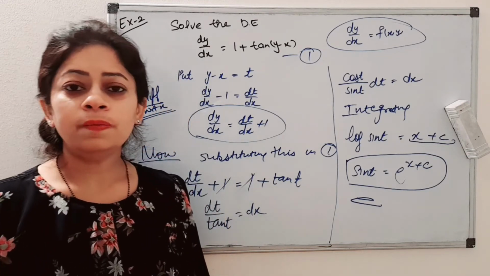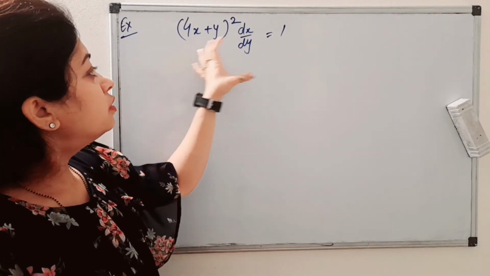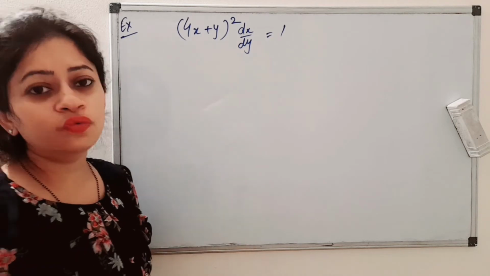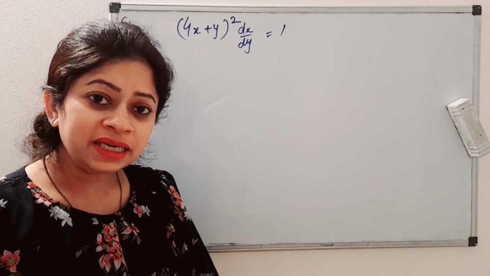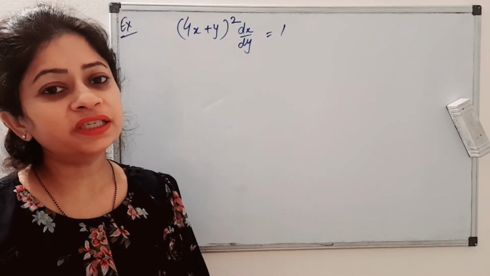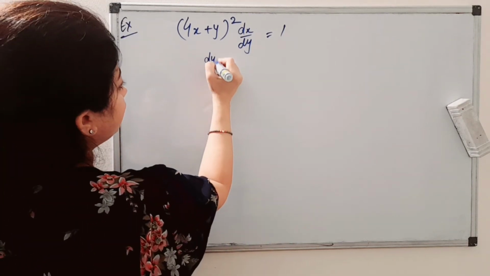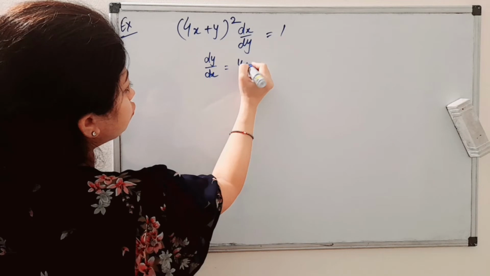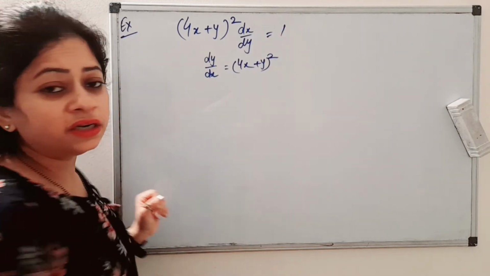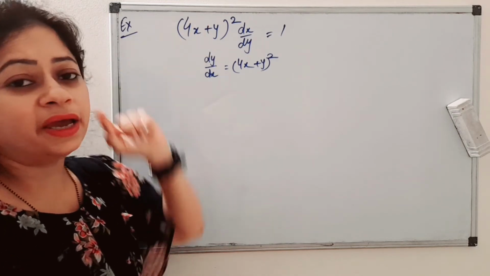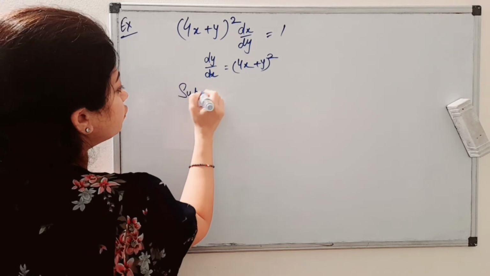So now come to the next example. We have the next example, 4x plus y whole square dx by dy is equal to 1, and now we need to solve this equation. We will see, can we solve it in variable separable form by substituting or by rearranging? So yes, dy by dx is equal to 4x plus y whole square. Can we write it like this? Okay, this will go here. Next, we need to substitute.